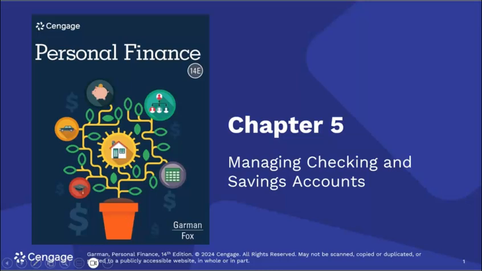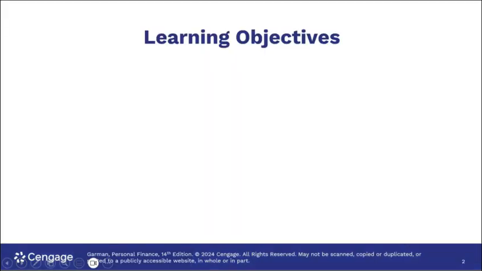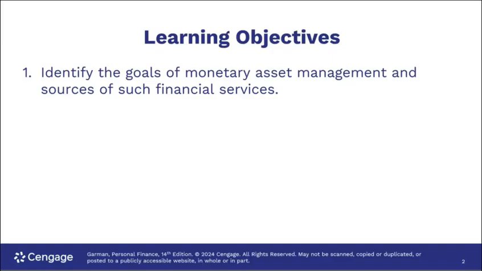Okay, Chapter 5 is managing checking and savings accounts. The learning objectives: identify the goals of monetary asset management. Sources of those financial services.